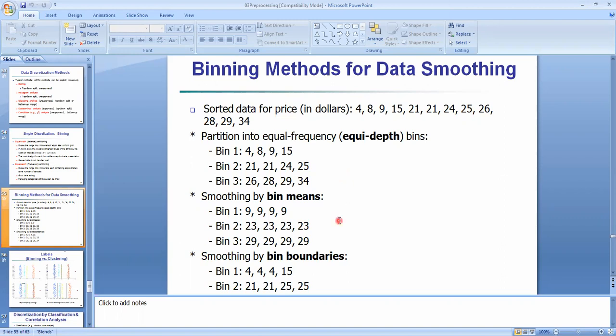Another method is smoothing by bin means. You can see here also 3 bins are used: 9, 9, 9, 23, 23, 23, 29, 29, 29. Bin means means taking the mean of each bin: the mean of the first is 9, the second 23, the third 29. By taking the mean, the values are arranged in different bins. So there are 3 bins.